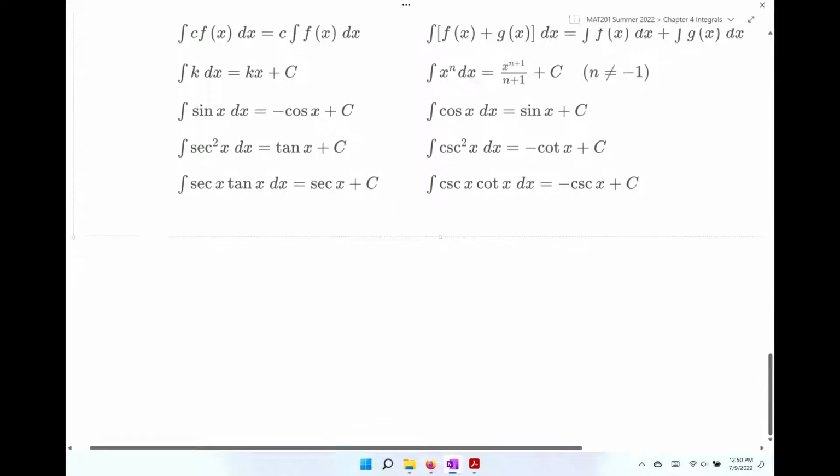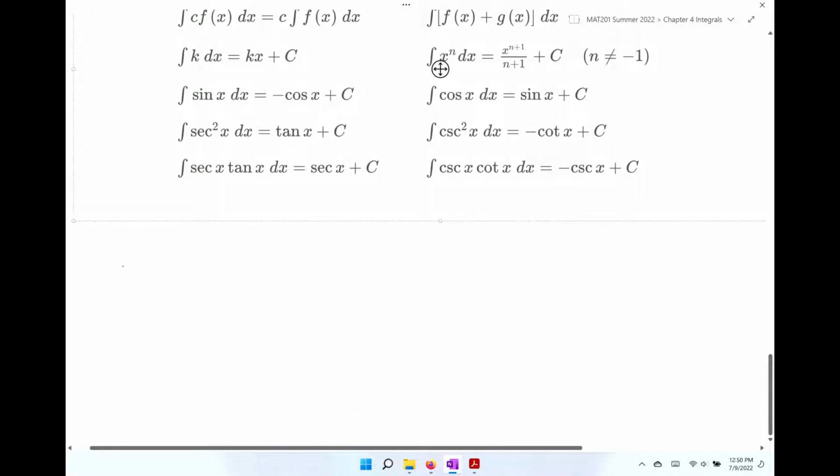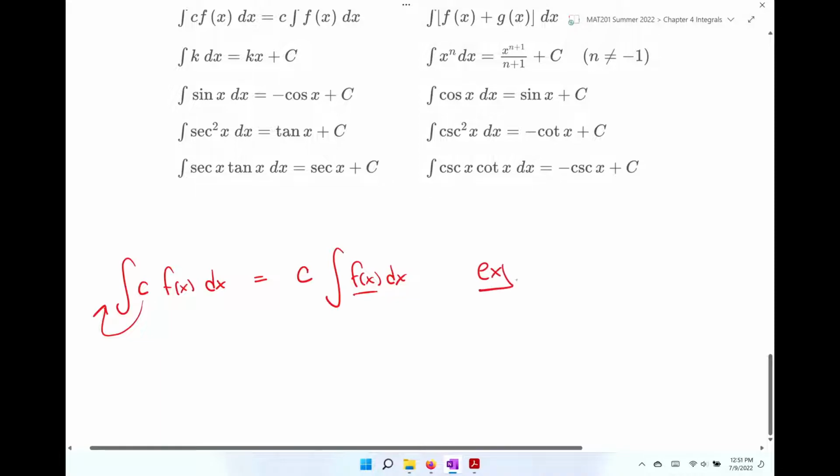Okay? So the very first one, what it says is you have the integral of a constant times a function of x times dx. Now, what this rule says is that you can take the constant and pull it out front. And then all you have to do is integrate the function of x, and then put the constant out front. So an example of something like this would be the integral of 3x to the second dx. So first thing I could do is take the constant and pull it out front.